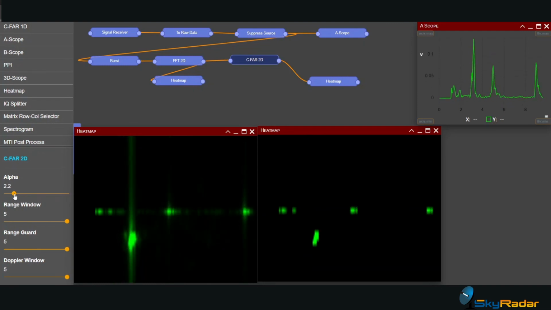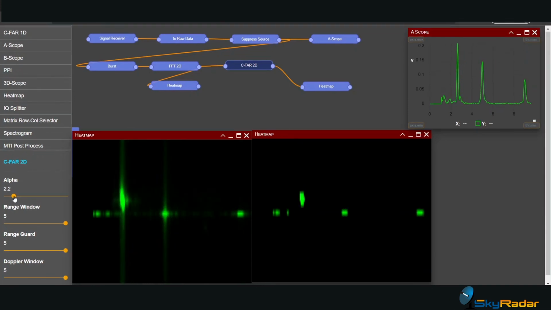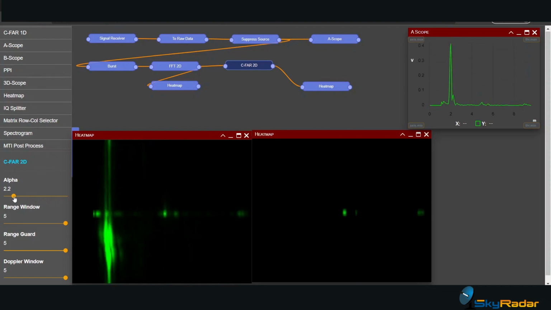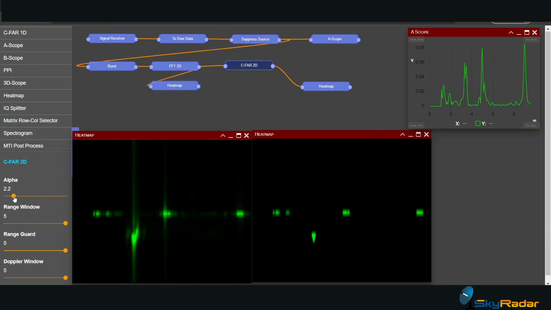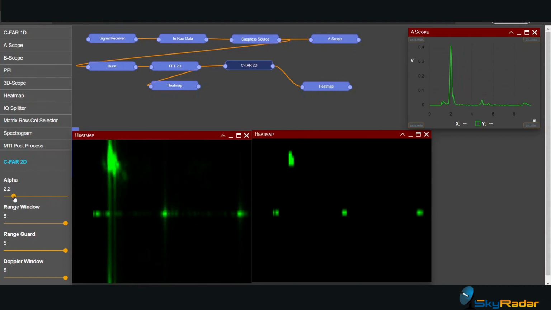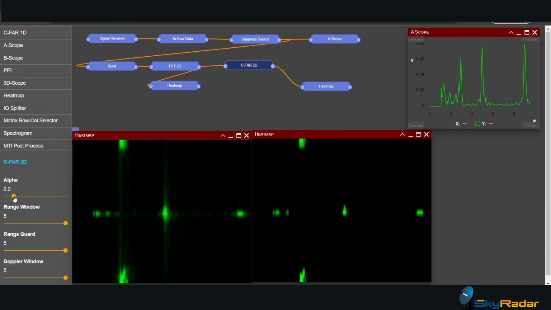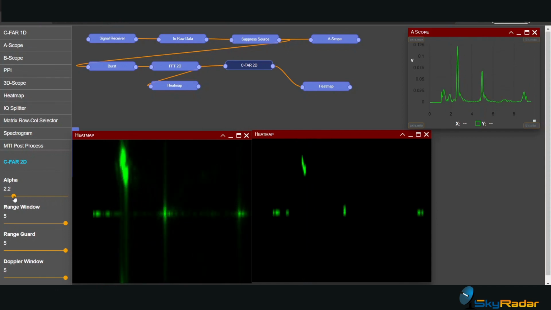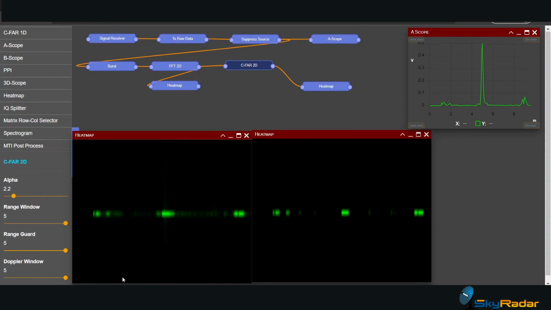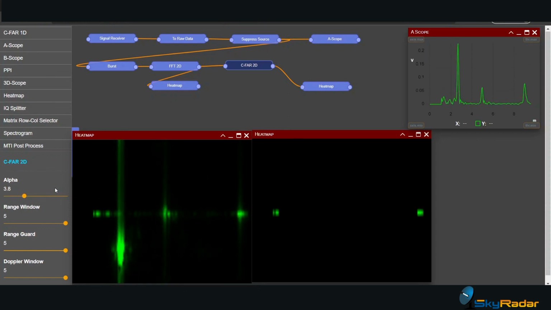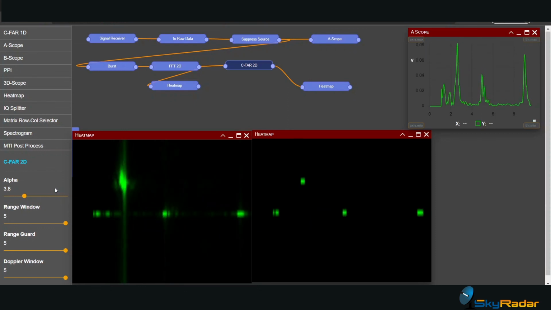So with the help of CFAR 2-dimensional, we can suppress the noise dynamically in both directions without putting any static values, which will avoid the human error in deleting the existing targets. However, we have to be careful in order to pick the right alpha, the right range window, range guard and Doppler window size. And as we saw, we will get the best result if we take the maximum of them and if we take a reasonable alpha.